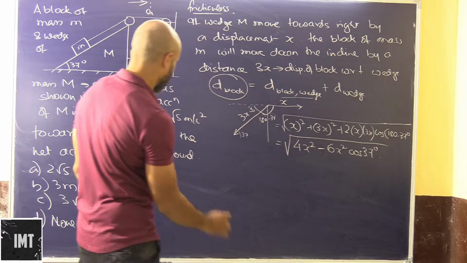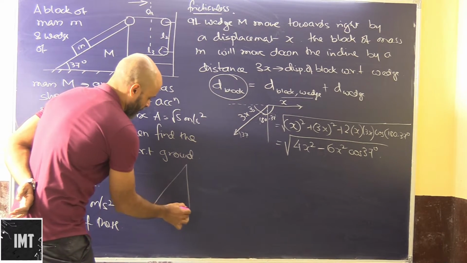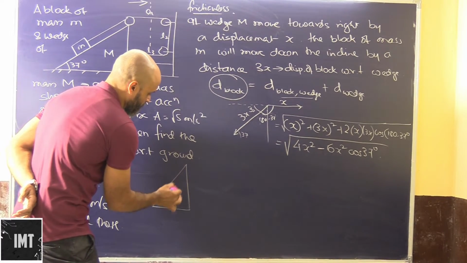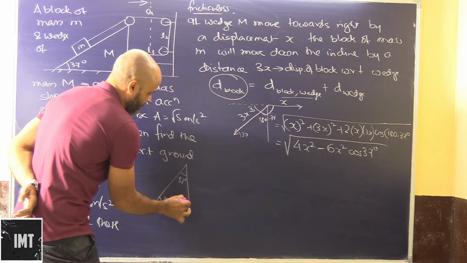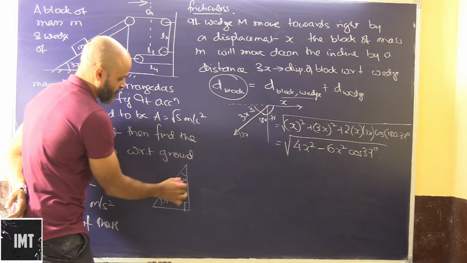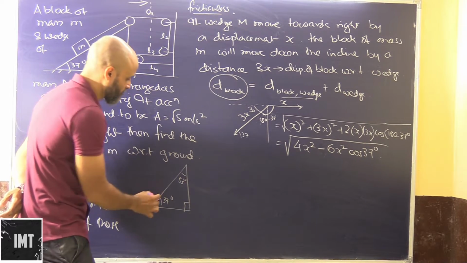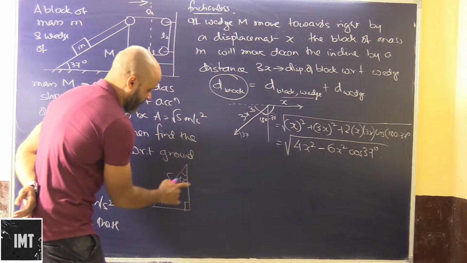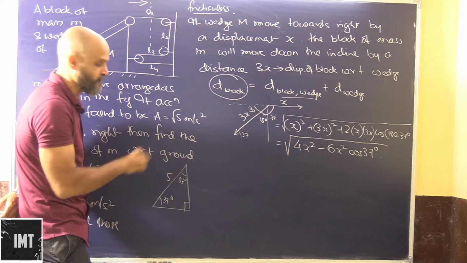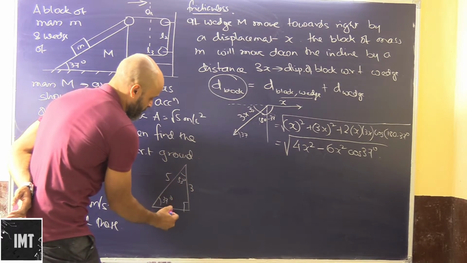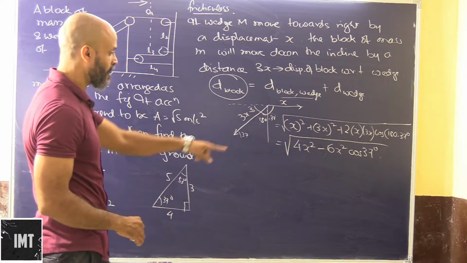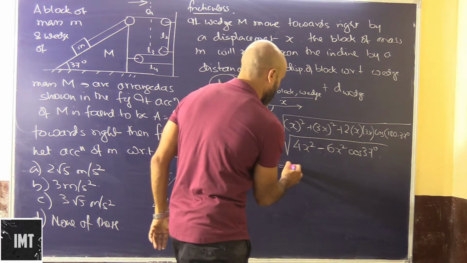Now cos 37, as we all know, if we have a triangle, this is 37, this is 53, this is 90. Angle opposite to the smaller side will be smaller. So this is going to be 5. Out of these two, one is 3 and one is 4. So which one will be 3? Obviously this one will be 3 and this is 4. So cos 37 will be how much?